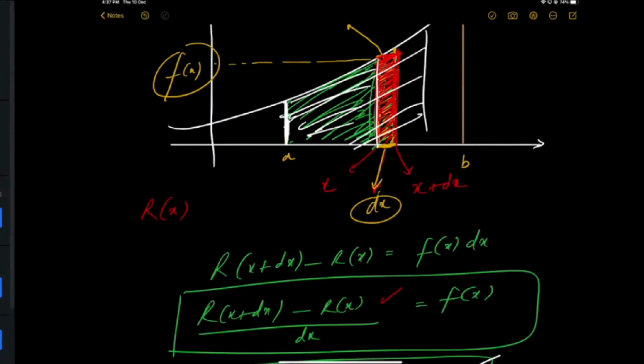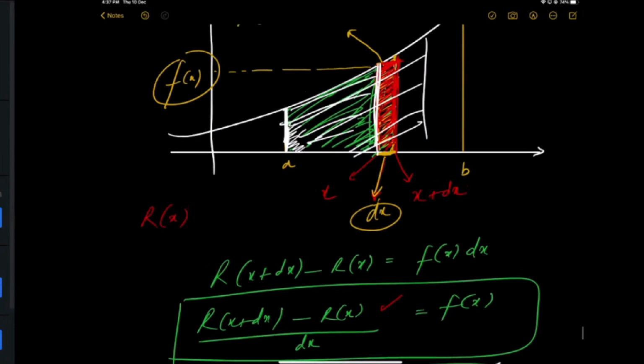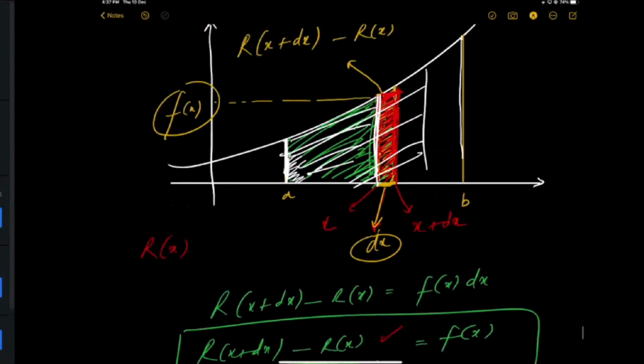So what is R of a? So R of a is area between x is equal to a and x is equal to a itself. R of x is this. R of b is this full area between a and b. What is R of x? It is still any x you can take. What is R of a itself? It is area between a and a, which is a line without any breadth.